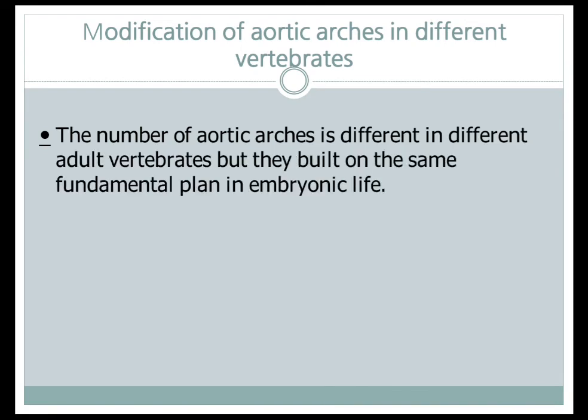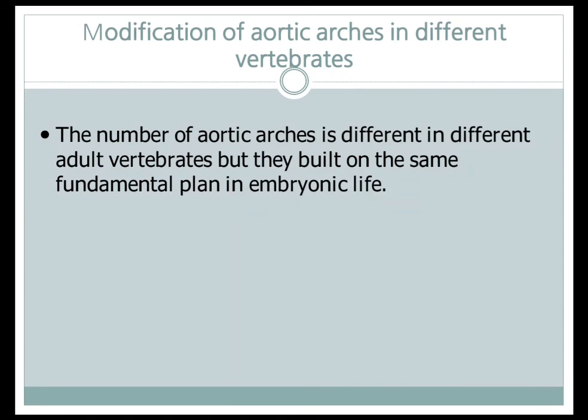first of all, the number of the aortic arches is different in different adult vertebrates. I'm taking the adult vertebrates. They are different in the adult vertebrates, but they are built on the same fundamental plan in the embryonic life. I hope that you have understood the meaning of this line. So the aortic arches in all the adult vertebrates have been built upon the same fundamental or primitive plan of 6 aortic arches.